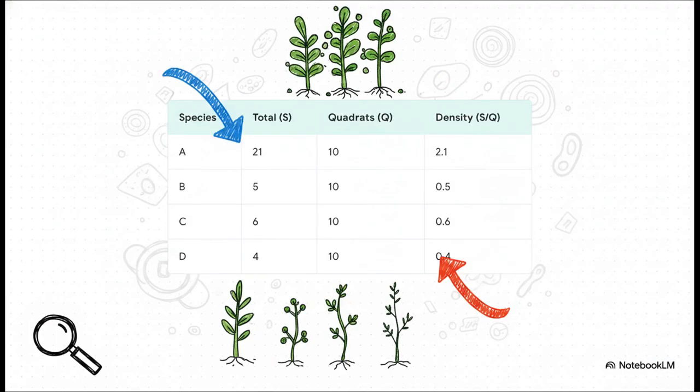Let's look at some actual field numbers. This observation matrix gives us undeniable proof of how density differs across species in a test area. Take species A, for example. Out of 10 quadrats we threw down, we found 21 individuals. That gives us a density of 2.1 plants per quadrat. Compare that to species D, where we only found 4 individuals in total, giving us a density of just 0.4. This mathematical breakdown tells us exactly who is thriving and who is just scraping by in this space.